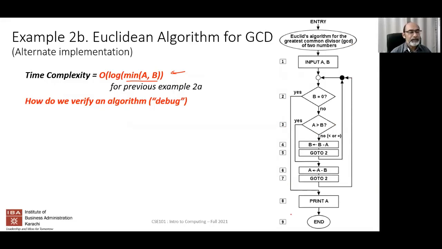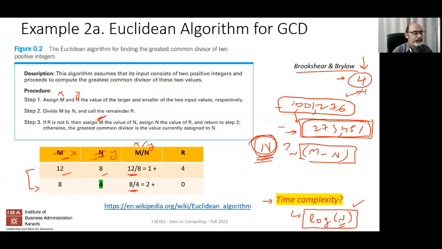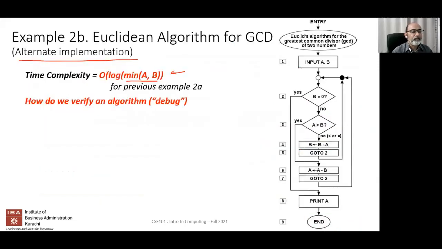Now let's go back to something more simple. This is a different implementation, an alternate implementation, which you'll also find in different places. Instead of using division, which was done over here in the Brookshear and Brylow book, they're going to use a much simpler algorithm. It's going to take these two input values. Now notice they're calling it A and B. There's no M or N over here. They're simply taking two values A and B.